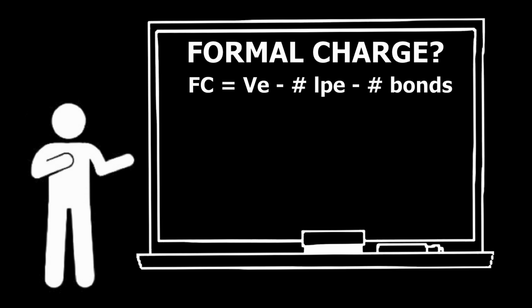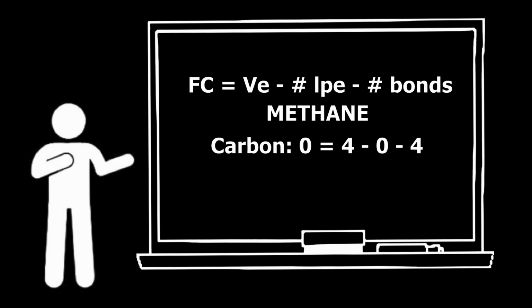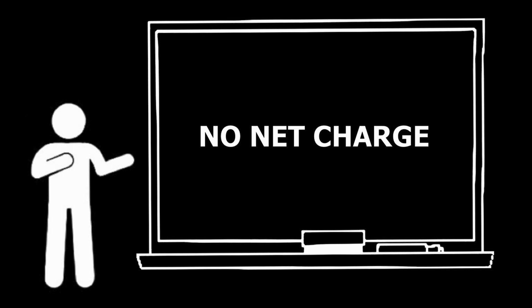bonds. In the case of methane, the carbon atom has 4 valence electrons and is paired with 4 hydrogens forming the 4 covalent bonds. This carbon atom has a full octet and is satisfied, so we would calculate the formal charge and find that it would be a neutral charge on the carbon and hydrogens, meaning that there's no net charge on the methane molecule.